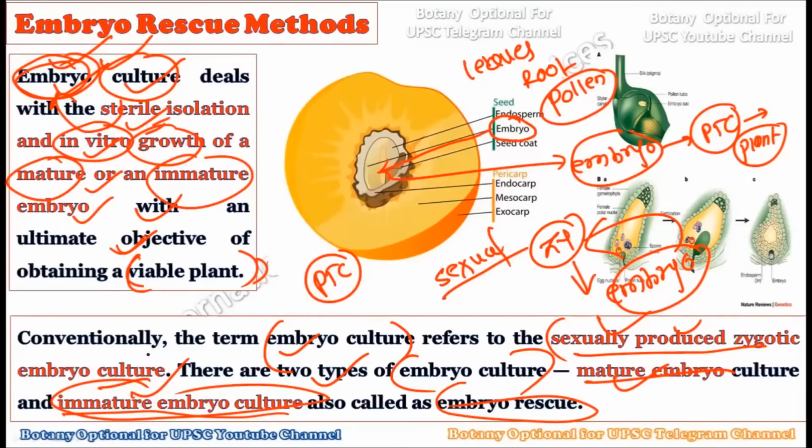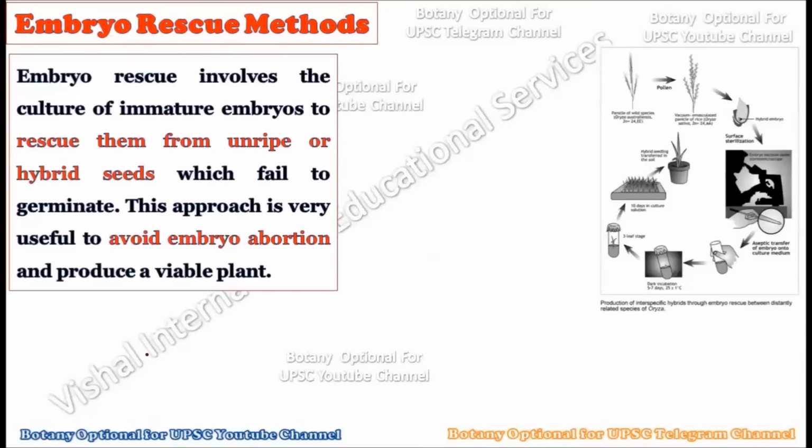Okay, so basically embryo culture is the large concept in plant tissue culture, and one type of it is embryo rescue. Now consider embryo rescue. It involves the culture of immature embryos. This word is very important: while doing embryo rescue, it involves the culturing of the immature embryo and not of the mature embryo.